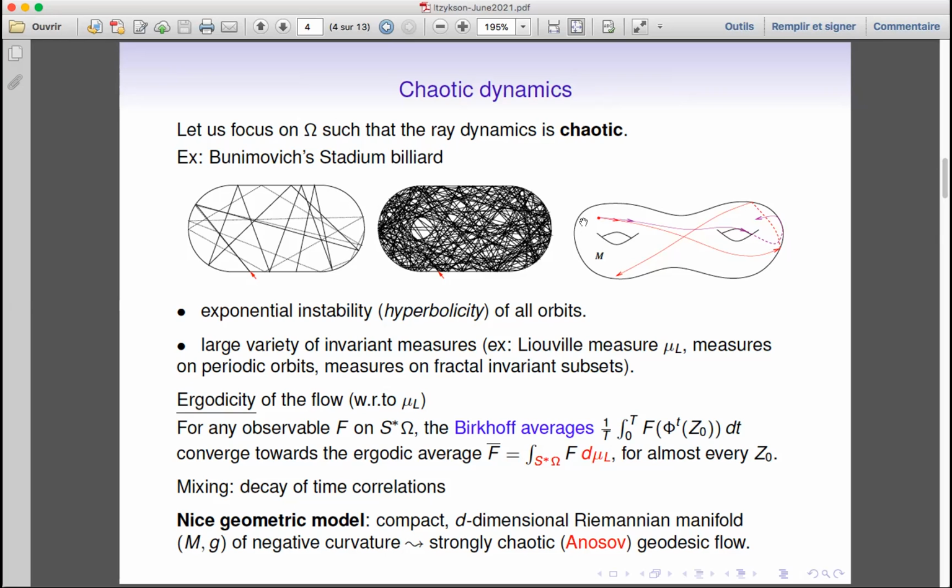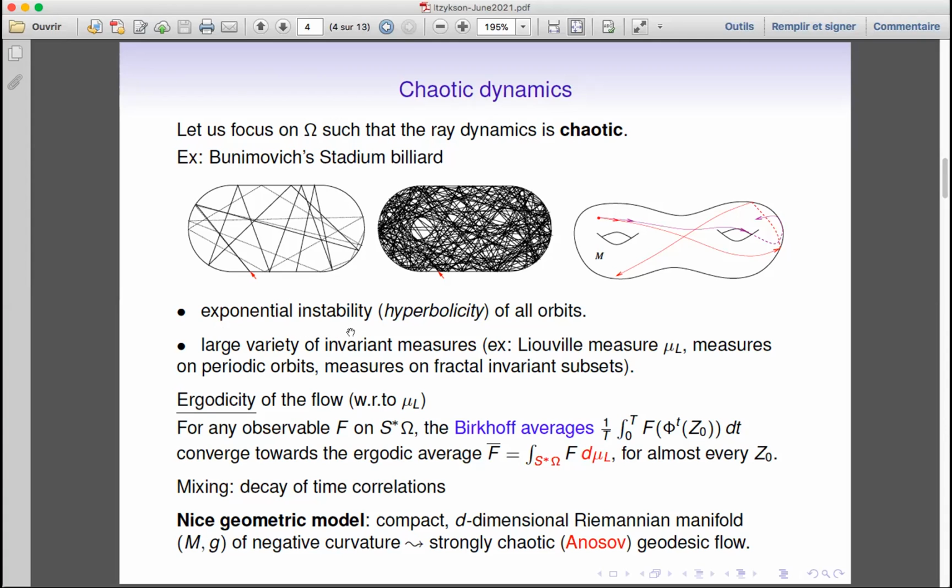Here is the chaotic billiard, the famous Bunimovich stadium billiard, which was proved to be chaotic by Bunimovich. This is not the model I speak about at the end, which are Riemannian manifolds, which are not flat like the billiards here. They're curved and they have negative curvature. Because of negative curvature, the trajectories are automatically unstable. They diverge exponentially from one another. Here again, you see two trajectories which split from one another pretty fast.